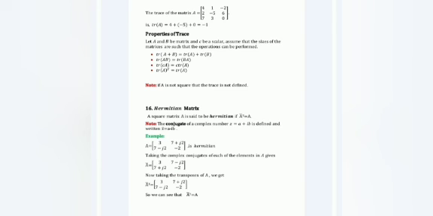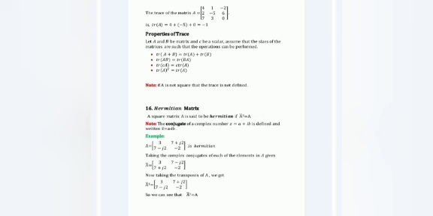Properties of trace. Let A and B be matrices and C be a scalar. Assume that the sizes of the matrices are such that the operations can be performed. Trace of A plus B is equal to trace A plus trace B. Trace of AB is equal to trace of BA. Trace of C constant into A is equal to constant into trace of A. Trace of A transpose is equal to trace of A.